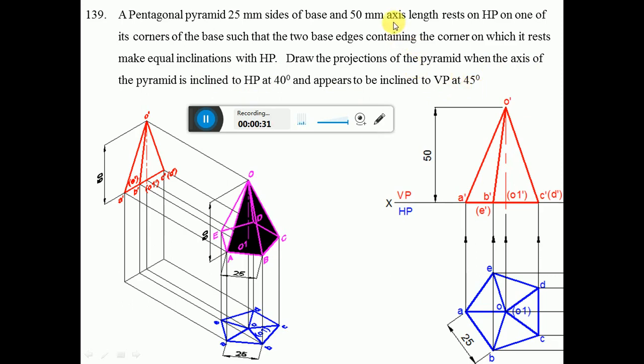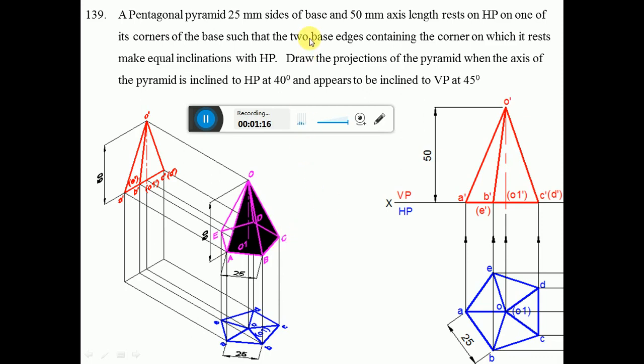So here, since it is resting on HP, obviously we have to start from HP. Here a pentagonal pyramid rests on HP on one of its corners. So one end of the triangle in the front view has to be a corner, and the other end automatically becomes a base. That is because since it is a pentagon, the corner opposite is always a side or edge. So we have to place it in such a manner that one end point is a corner and the other end point is a base or the edge.